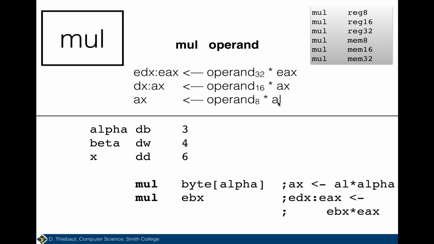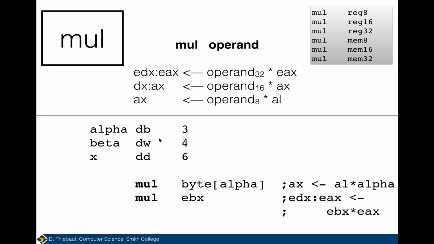Finally, if you multiply an AL, so it's an 8-bit value, by another 8-bit value, one of the two has to go in AL by default. It's going to be implied. You multiply it by a second operand, and the result goes into AX. Okay.